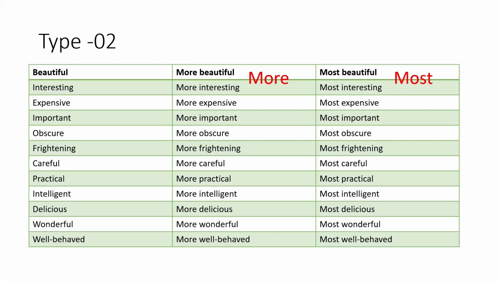We add more to form comparative degree adjectives. For example, more beautiful, more interesting, more expensive, more important, more obscure, more frightening, more careful, more practical, more intelligent, and more delicious. We add most to form superlative degree adjectives. For example, most beautiful, most interesting, most expensive, most obscure, most frightening, most careful, most practical, and most intelligent.